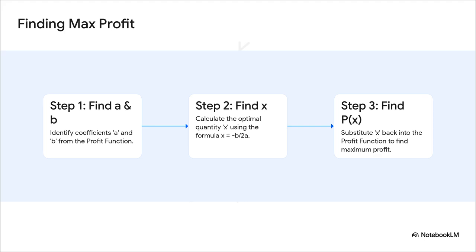This number x is your golden ticket. It's the optimal number of units to produce. But you're not done. Step 3 is absolutely crucial, and it's where a lot of people slip up. You have to take that x value you just found and plug it back into the original profit function. That will finally tell you what your maximum profit actually is. So the x-coordinate tells you how many to make, and the y-coordinate tells you how much money you'll make.